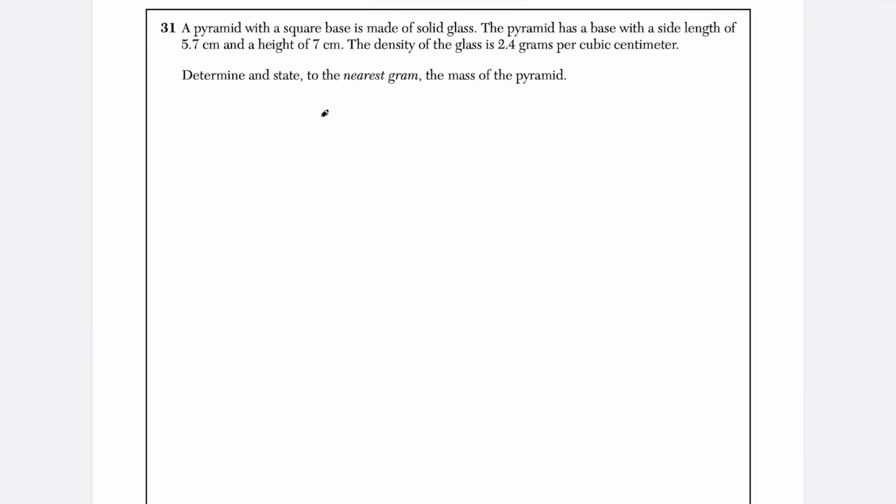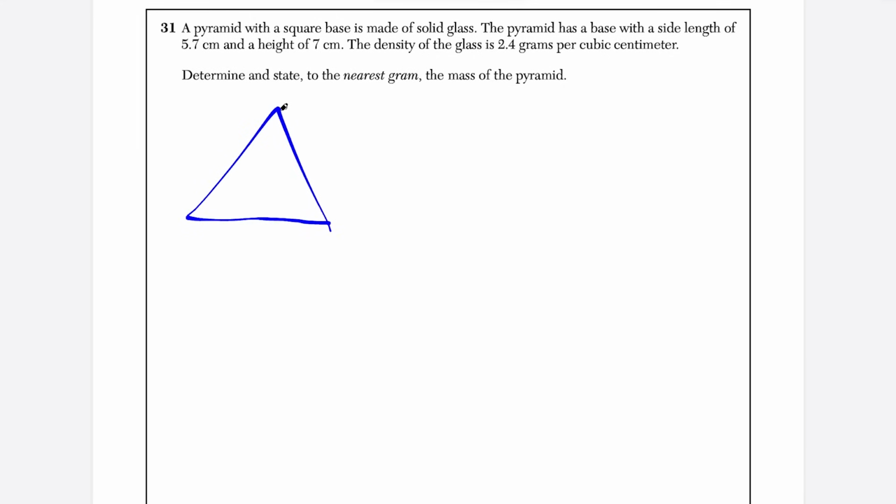Question 31, a pyramid with a square base is made of solid glass. The pyramid has a base with a side length of 5.7 centimeters and a height of 7 centimeters. The density of the glass is 2.4 grams per cubic centimeter, and we need to determine and state to the nearest gram the mass of the pyramid. So for this one, we have a pyramid, and the pyramid has a square base.